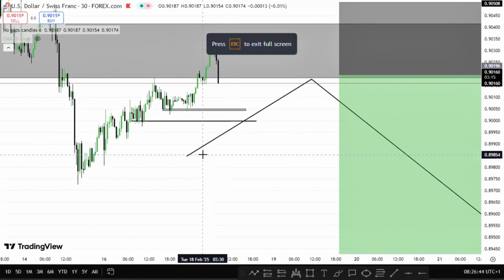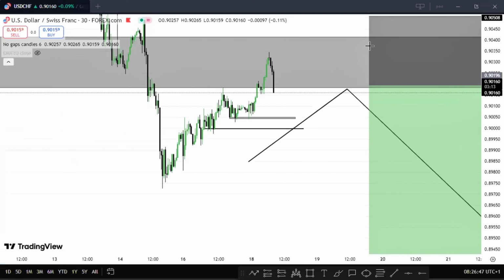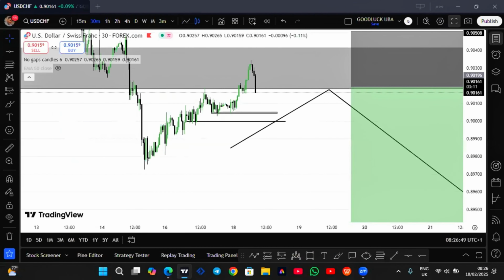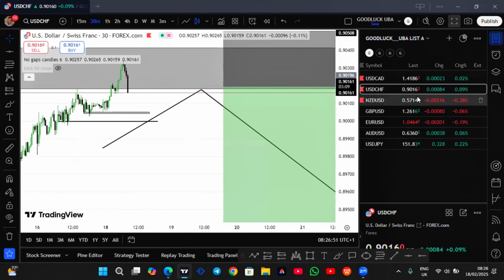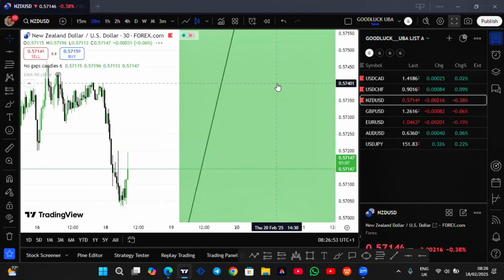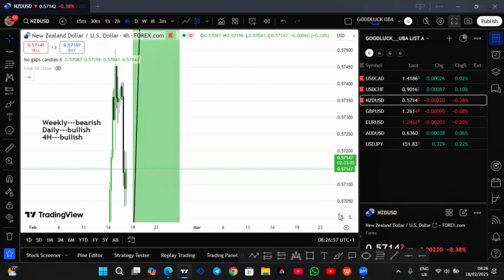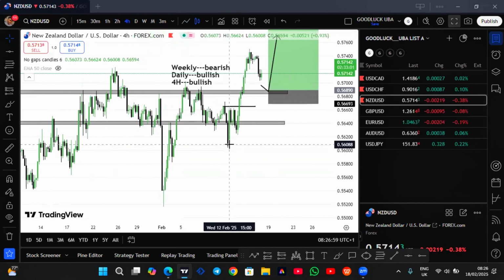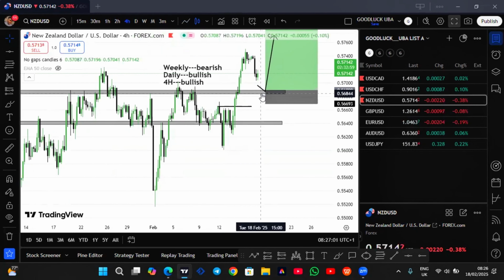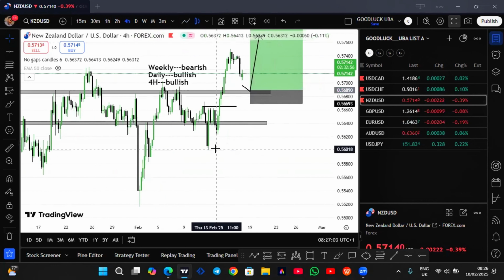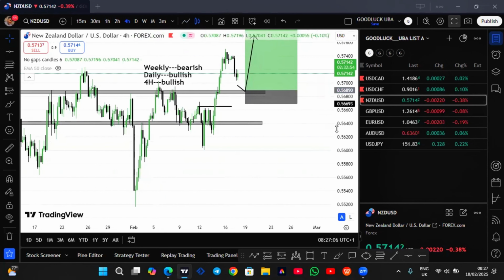I'll be having my entry. If I enter a trade on USD CHF, I think I've maxed out my risk for the week. Then I'm still interested in NZD USD. I'm interested in buying NZD USD. If price gets to my area of interest around there, I'll be buying NZD USD. But NZD USD looks like it's going to take forever to happen.